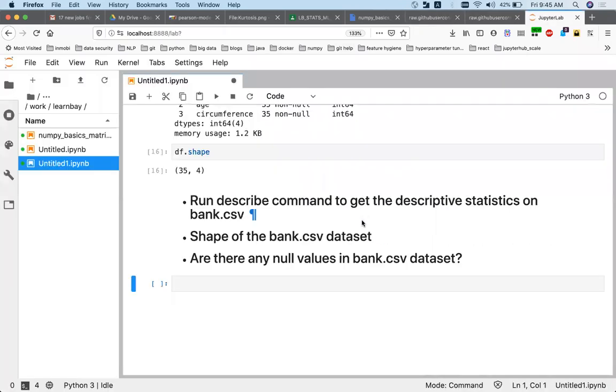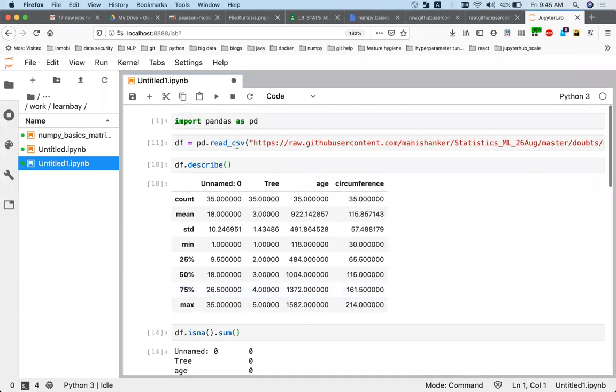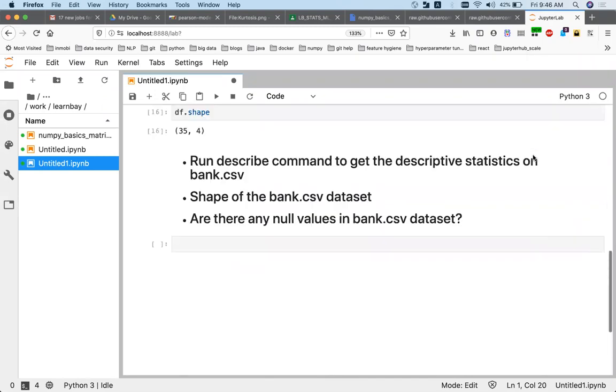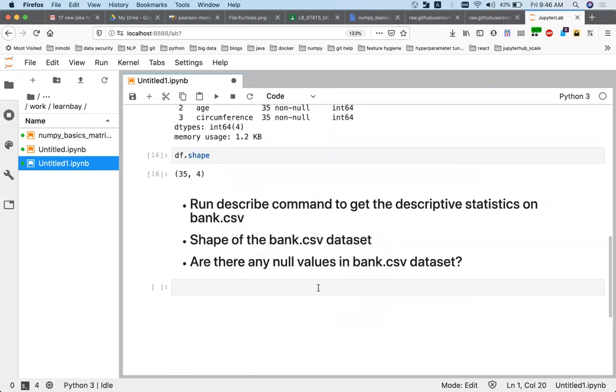I want you guys to figure out from here itself. Press Shift Tab, and see that sep equal to comma, right? You have to give that as sep equal to semicolon. Then tell me what the dataset is, how does it look?